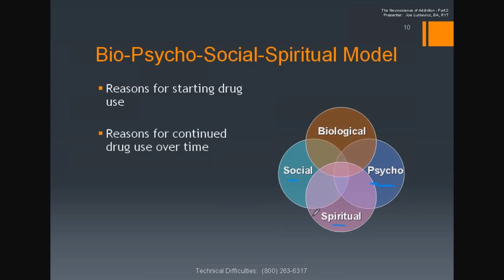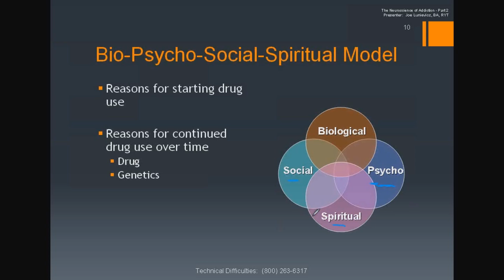Reasons for continued drug use over time, of course, we talked about from the perspective of dependency, right? Including the drug itself and genetics, which would all fall probably within the biological circle. So different drugs have different chances or risks of dependency over time, some more than others. So for example, nicotine, heroin, crack cocaine, and alcohol are like the big four or five that have the highest risk, with no other factors considered.